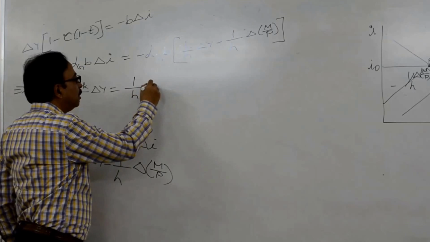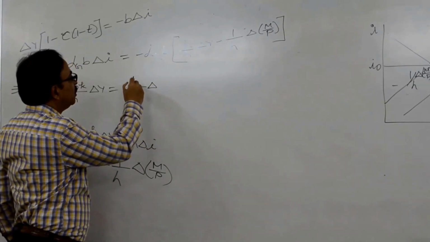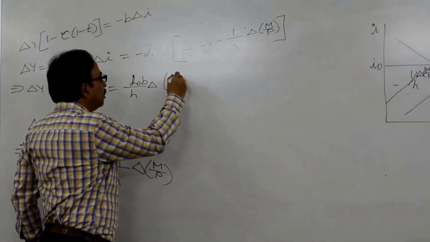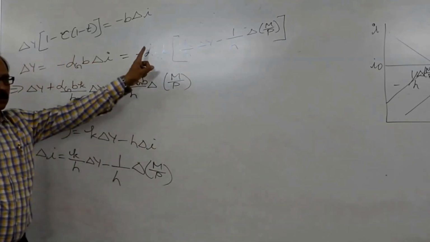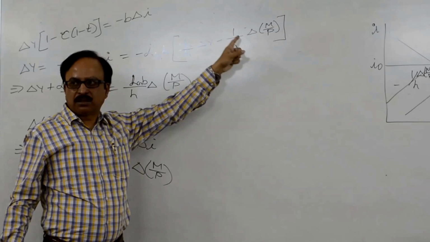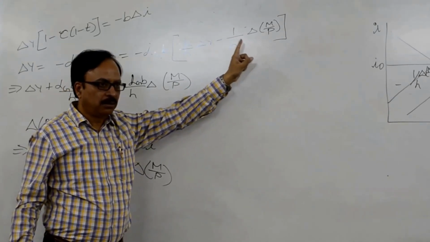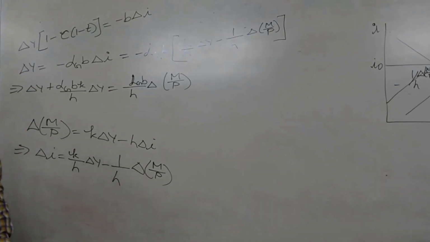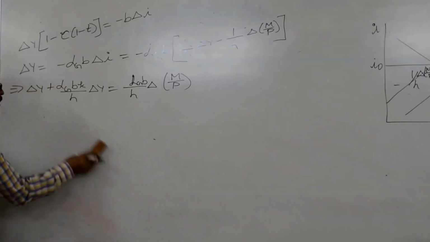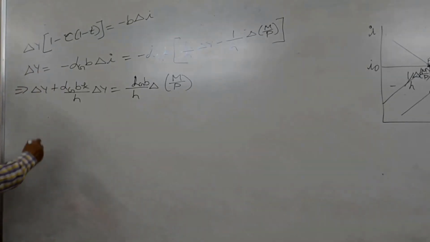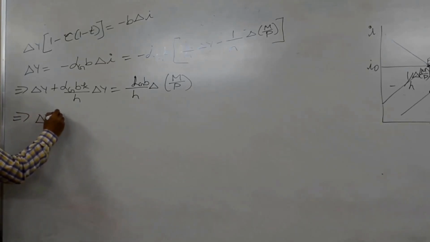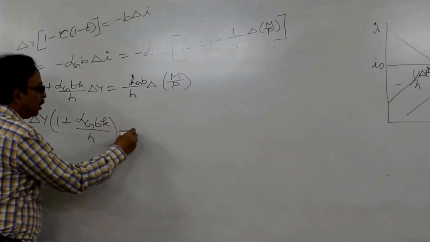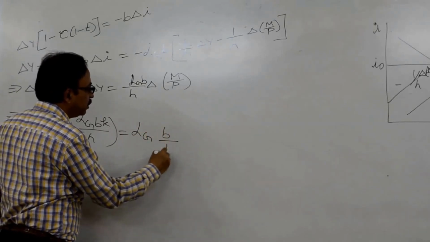So 1 by h, alpha g b by h delta. Multiply this also here, and this will be plus. Absolutely fine. I hope we have not committed any mistake here. So, if we take delta y common, we're left with this. Now let me write it: alpha g b by h.